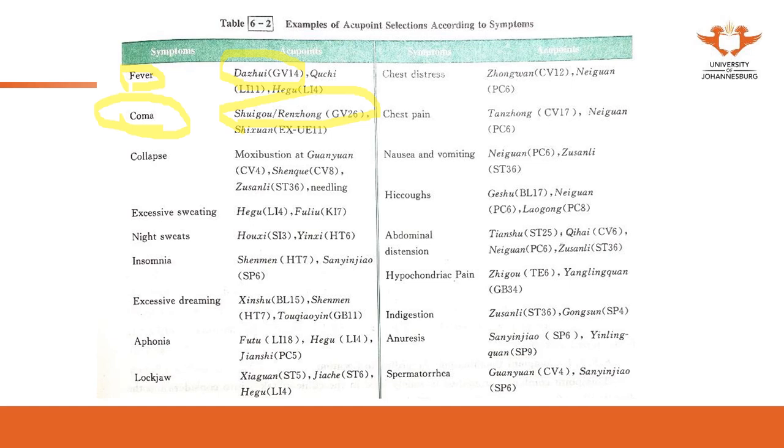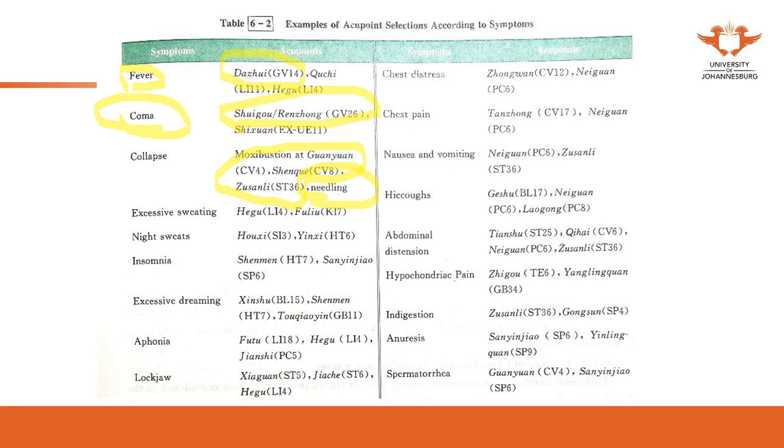Collapse, whether due to yin or yang, collapse or depletion, we can use moxibustion at CV4, CV8, and stomach 36. As you can see here, these are the points that can strengthen the qi, the antipathogenic qi, and improve the qi of the body. We also can use needling technique, with reinforcing technique.